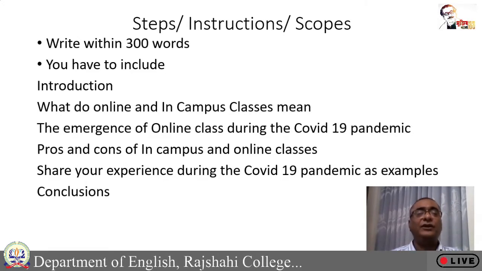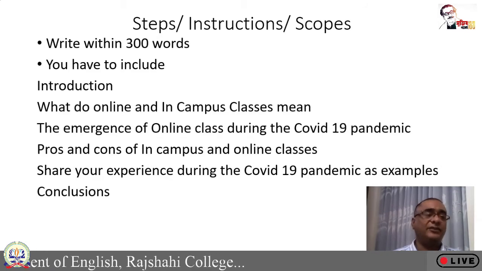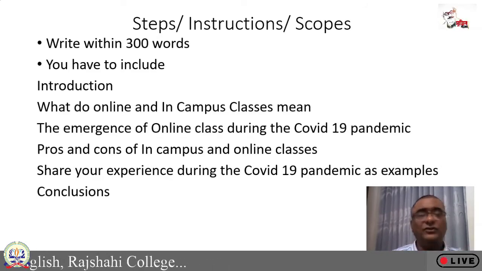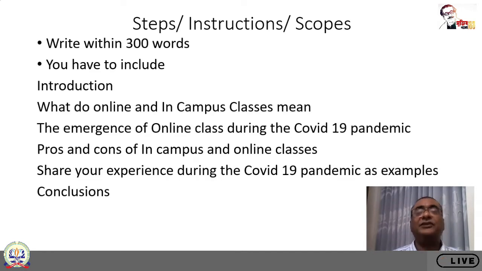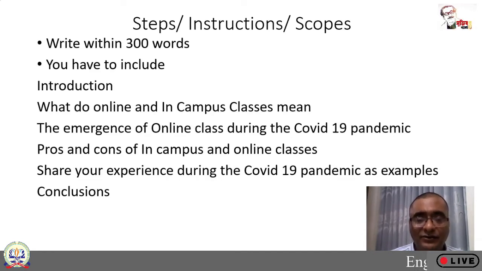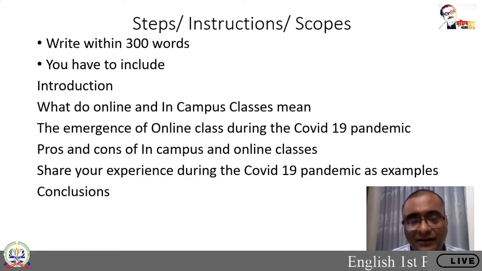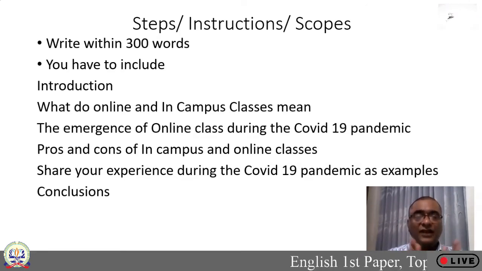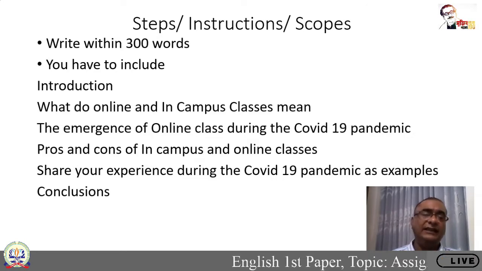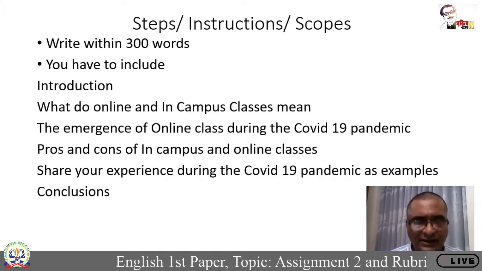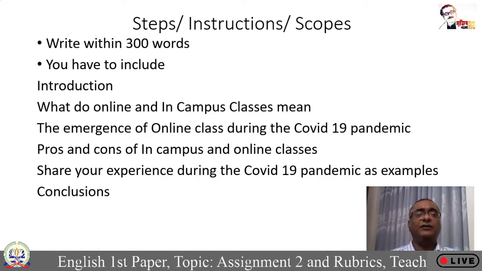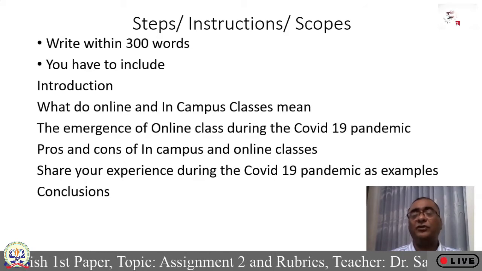I am not going to talk about the weaknesses and strengths of online classes in this particular point. So what is in-campus class? Classes which are organized in the institution where the teacher is present physically, where the students are also present physically. So this is the traditional type of class, that is in-campus class. So these are the definitions of online and in-campus classes. So in the second point, you will basically define these two types of classes. Now let's go to the third point, the emergence of online class during the COVID-19 pandemic.